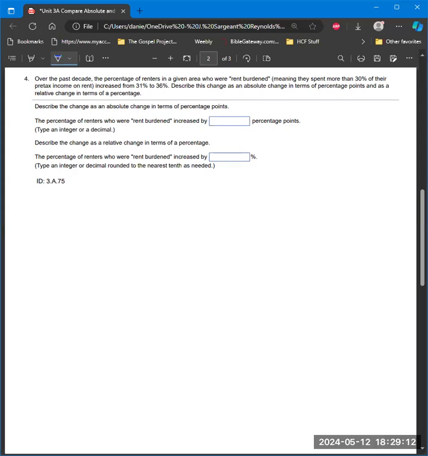And then as a relative change in terms of percentage, so 36% minus 31% is an increase of 5 percentage points. Then 5 divided by 31 times 100% is 5 over 31 times 100 is 16.1%.